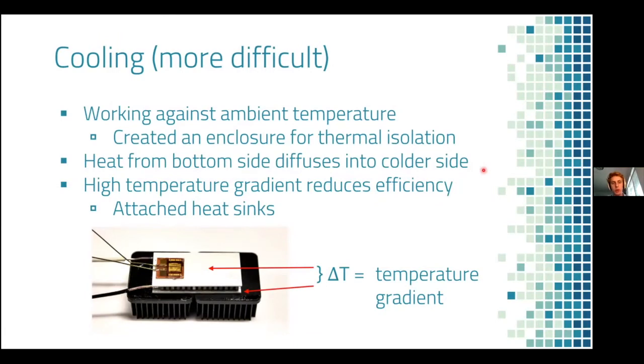Cooling is much more difficult, for a few reasons. One of the reasons is we're working constantly against ambient temperature, and the Peltier is essentially trying to cool down the whole room, which is impossible. So what we needed to do is we created an enclosure for thermal isolation of the temperature control system. Additionally, heat from the bottom side diffuses into the colder side, which reduces efficiency, as well as a high temperature gradient reduces efficiency. The temperature gradient is the difference between the top side and the bottom side temperature. So to fix this problem, we attached heat sinks.